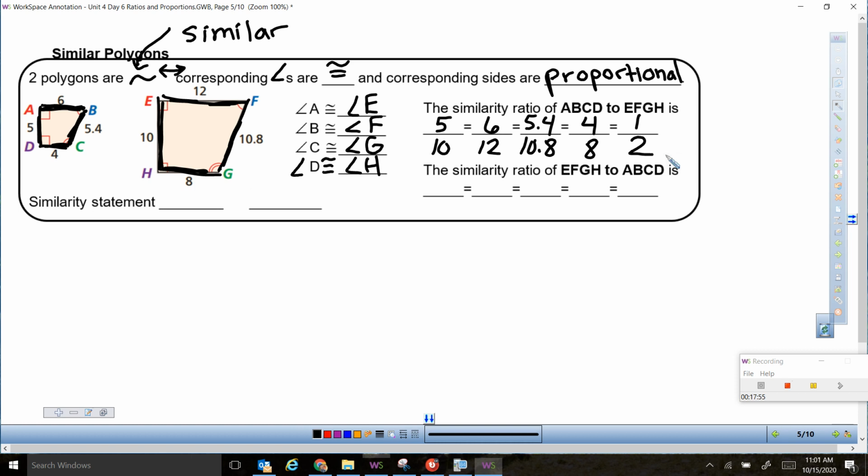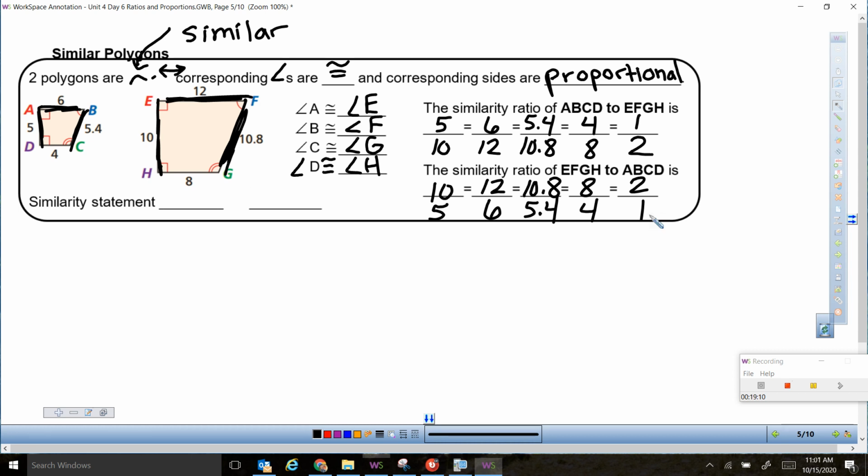Now the second part, now they want us to reverse it. So now they want us to compare EFGH is going to be the top number, ABCD is going to be the bottom number. So now go backwards. So starting with the bigger one, this one is 10. So 10 corresponds to what over here? 5. So 10 over 5. And 12 corresponds to what on the first one? 6. So 12 over 6. And 10.8 corresponds to 5.4. And 8 corresponds to 4. And if you divide all of those, they simplify to 2 over 1. So it doesn't matter if you do the ratio of big to little or little to big, they will all simplify to the same number.